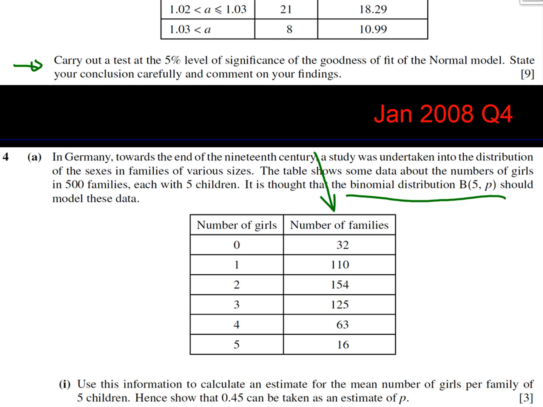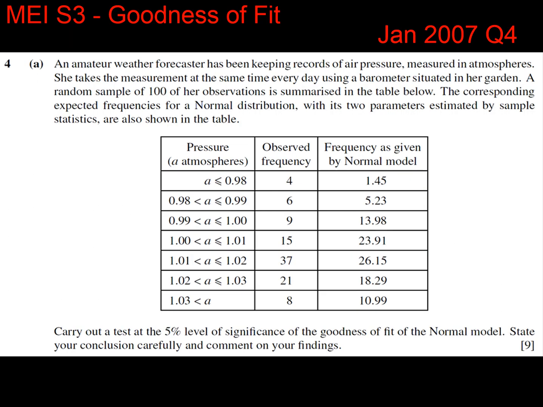They just told us that they're expecting the goodness of fit to be against a binomial distribution, and we have to go through and calculate those probabilities. But beyond that, they go off and do the same thing and get us to do the test and do the calculations. Okay, so let's start with the first question.